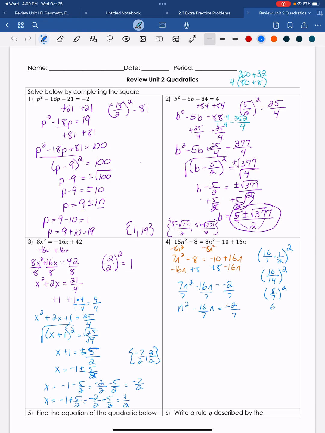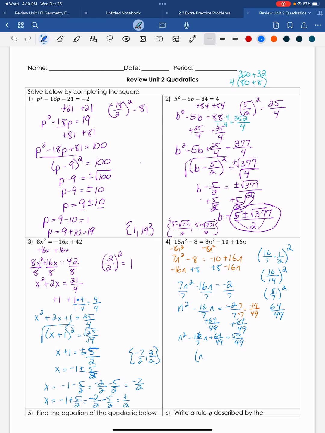Simplify before. So to each side, I'm going to add 64 over 49. So I add 64 over 49 here. I add 64 over 49 here. Now I need to get a common denominator, so I multiply this by 7 over 7, and I have negative 14 over 49 plus 64 over 49. So I end up with n squared minus 16/7 n plus 64 over 49 is equal to 50 over 49.